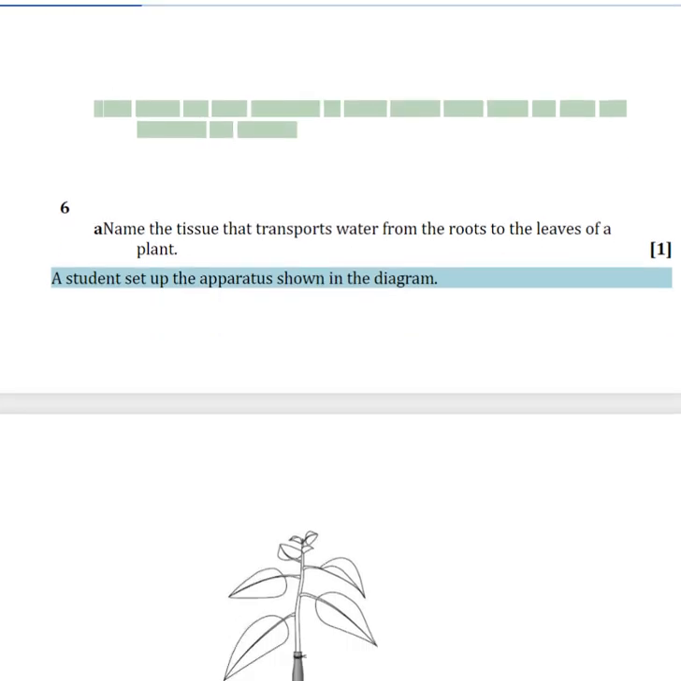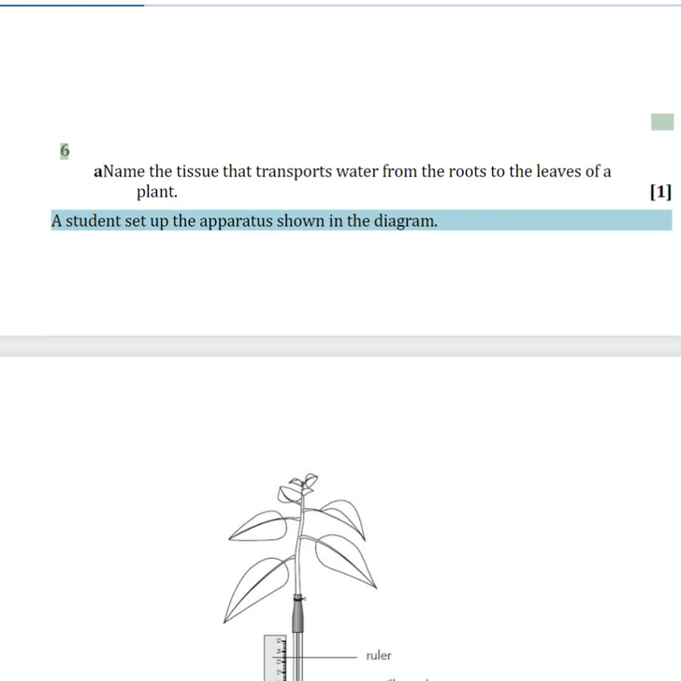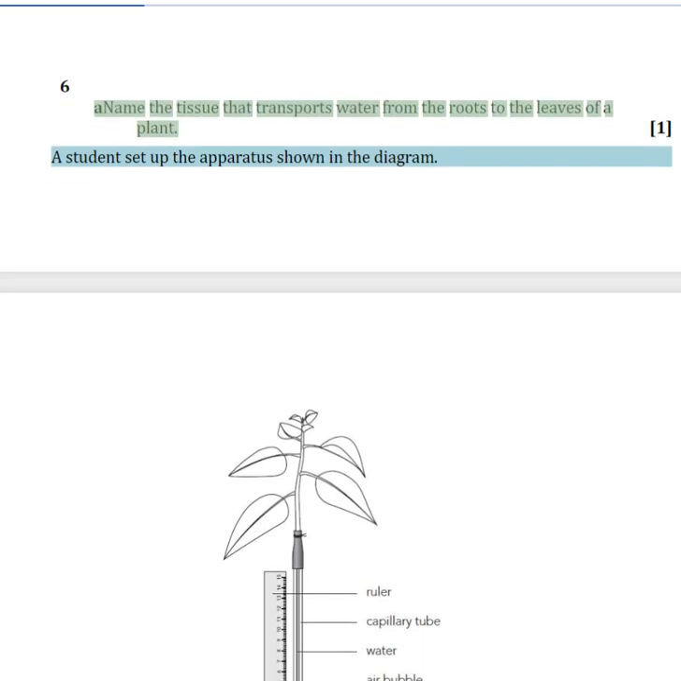C. The xylem has been removed, so water cannot move down the stem and transport the sucrose. D. The xylem has been removed, so water cannot move up the stem and dilute the sucrose. 6. A. Name the tissue that transports water from the roots to the leaves of a plant.